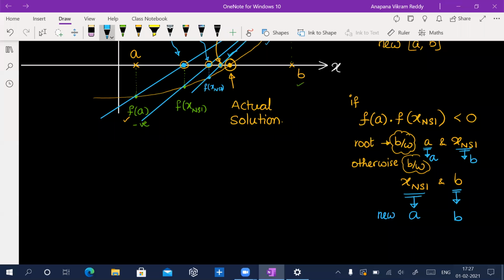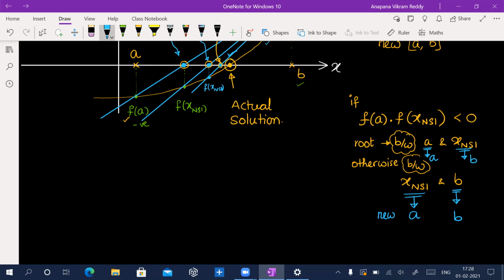Well, you have some new interval. In the new interval, one of the limits, whether A or B, may remain the same, or both may change. But at least there must be a change in one of the limits. Yes or not? So you must take care of that. Every iteration, the interval changes, and the limits of the interval change.